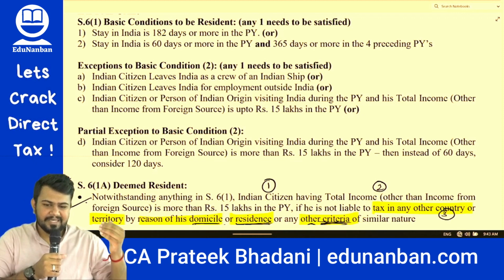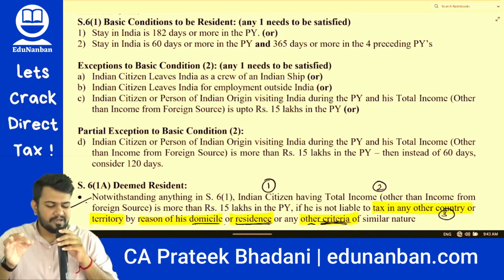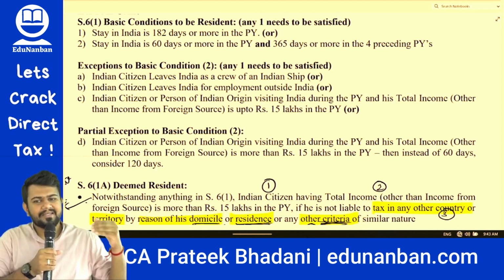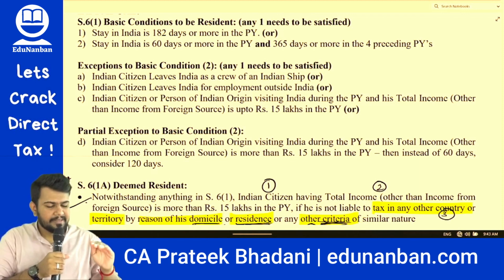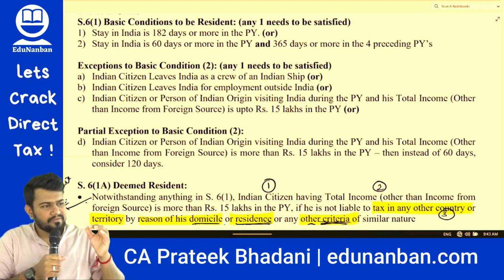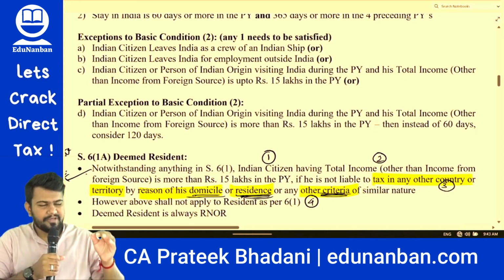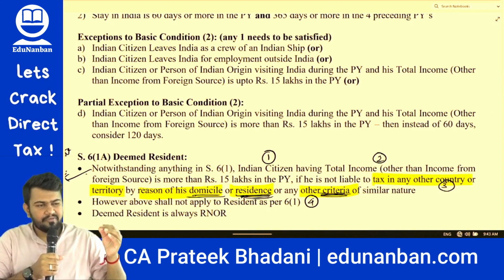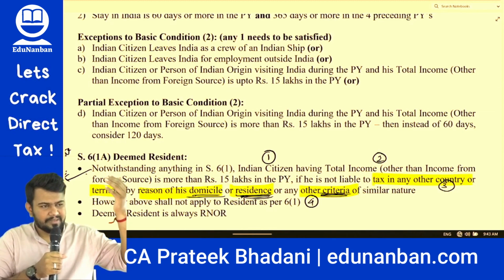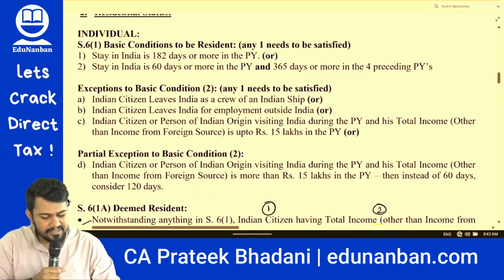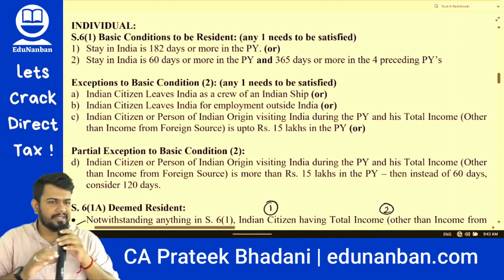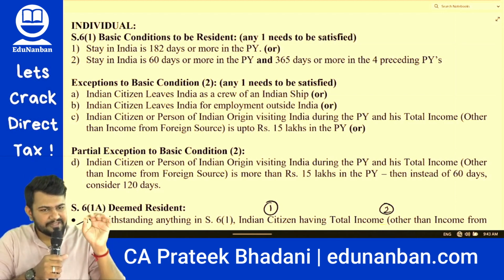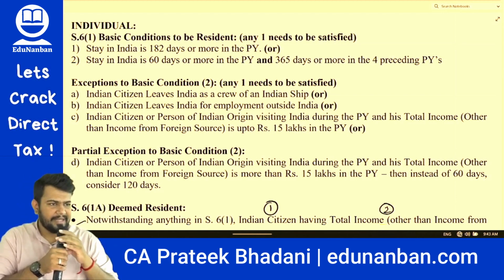Now let us talk about visiting India. If an Indian citizen or person of Indian origin is visiting India during the previous year and his total income other than income from foreign source is up to 15 lakhs, then they are covered under exception. However, if an Indian citizen or person of Indian origin who is visiting India during the previous year has total income other than income from foreign source of more than 15 lakhs during the previous year, then instead of 60 days, you consider 120 days in the second basic condition and solve the answer. Don't ignore the second basic condition. Instead of 60, you just put 120 and solve the answer.